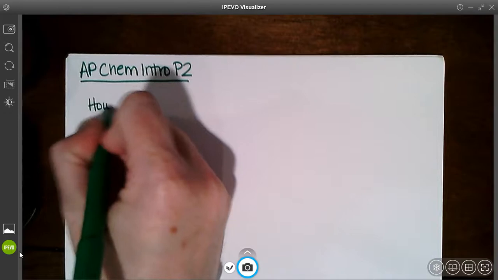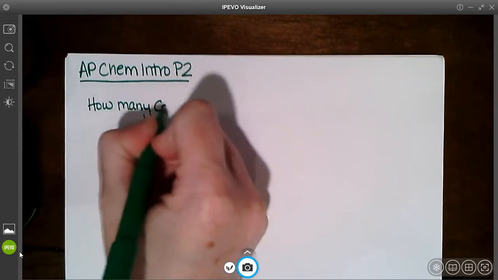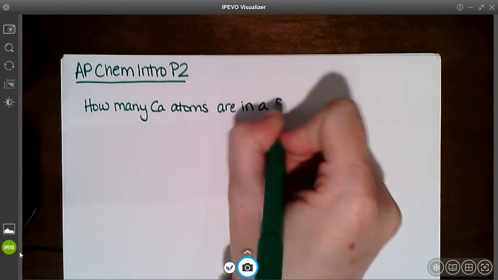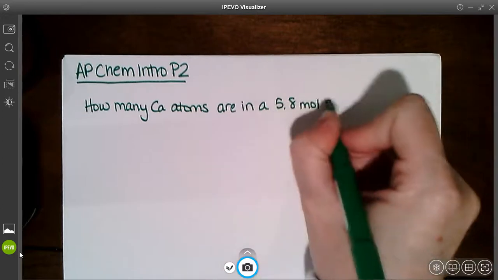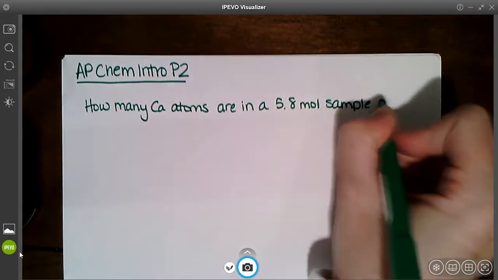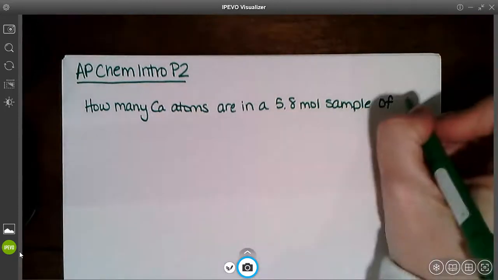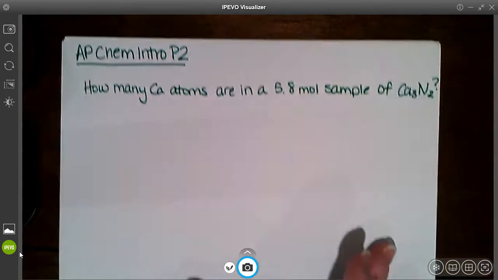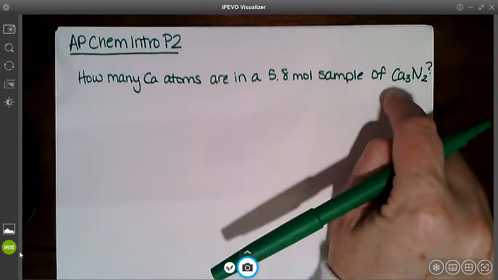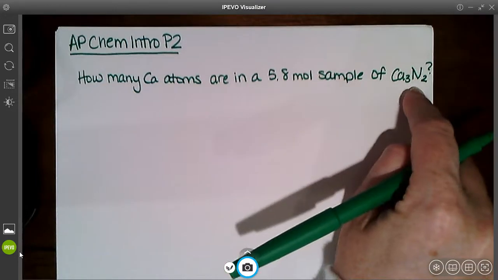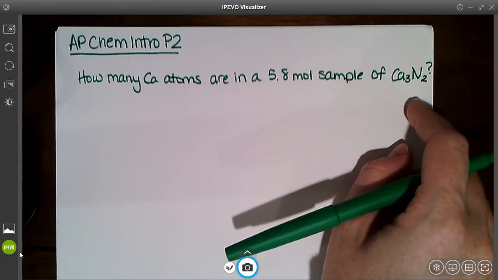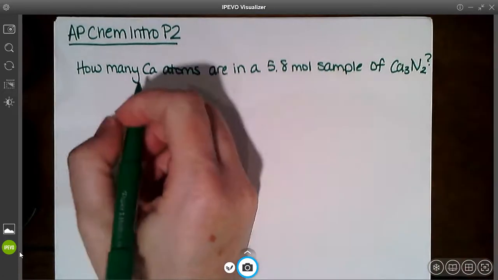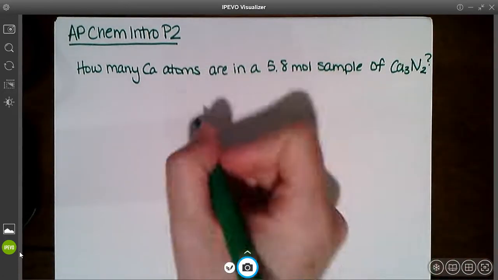How many calcium atoms are in a 5.8 mole sample of calcium nitride? On the AP exam, they will always give you the chemical formula. You do not need to know that calcium nitride is Ca3N2. It is handy, though. It will be helpful. So if you want to go back to your Chem 1 videos on how to come up with this formula, or if you need one, let me know. I have one from my other chem classes.